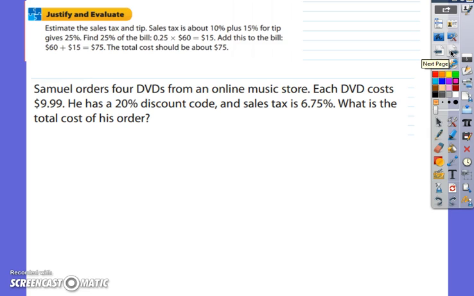When you justify and evaluate, you want to estimate the sales tax and the tip. The sales tax is about 10% plus 15% for the tip gives you 25%. So you can find 25% of the bill by changing your percent to a decimal and multiplying by the cost of the bill, and you get $15. If you add the bill, 60 plus 15, you get 75, so the total cost should be around $75. And our answer was $72.20, so we know we have a reasonable answer.